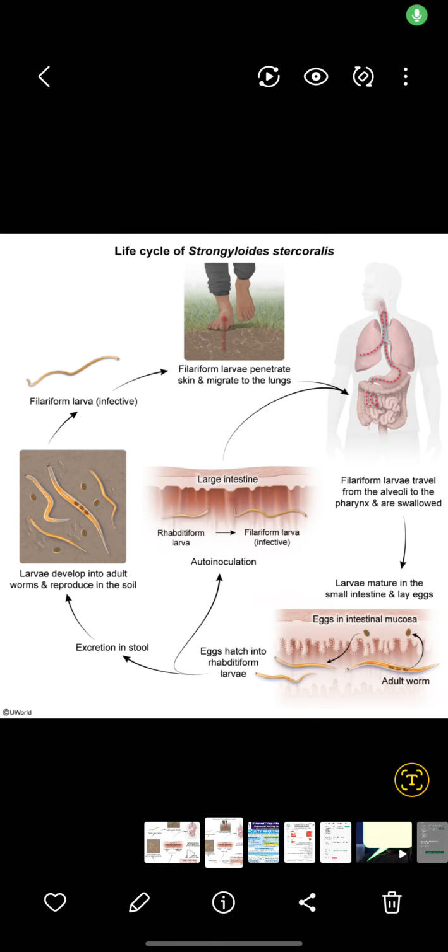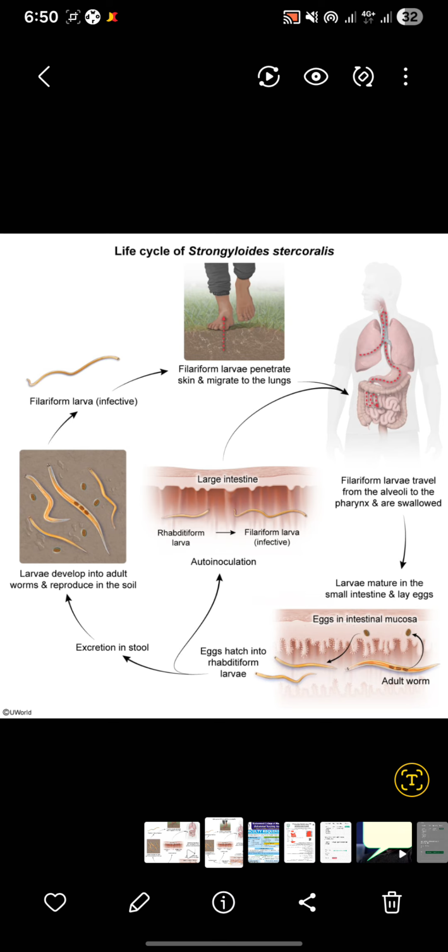In this video, I would like to explain the life cycle of Strongyloides stercoralis, which is a roundworm, and how it infects humans. So it is the filariform larva, which is the infective form of this worm, that penetrates the skin. How does it penetrate the skin?